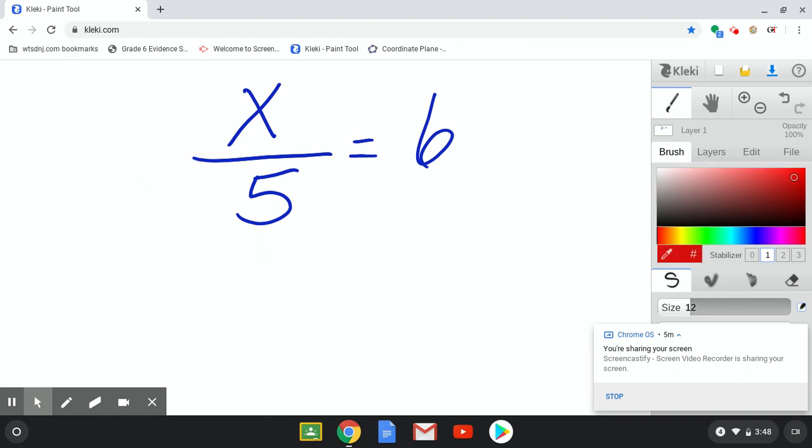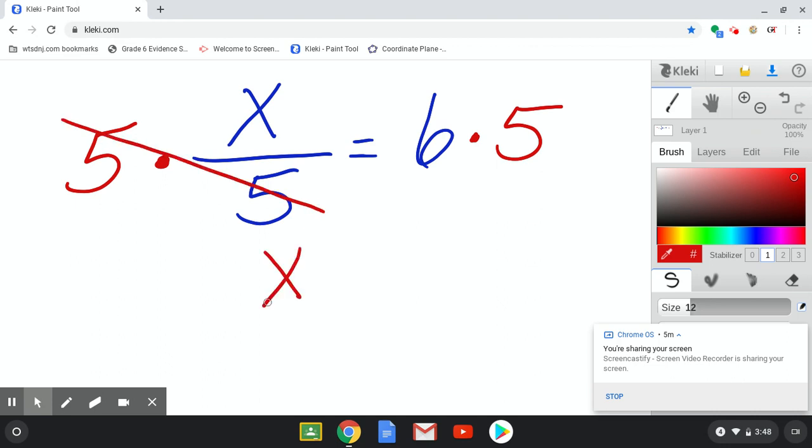My pen's not working. Okay, so I'm multiplying both sides by what I want to get rid of, which is the 5, because I want my variable by itself. So I'm multiplying both sides by 5. These 5's cancel. My x is by itself. 6 times 5 is 30.